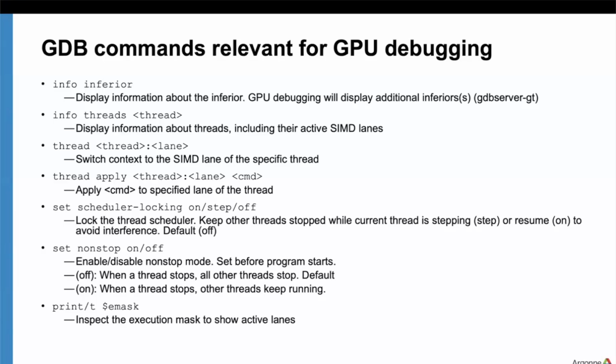And you can also set non-stop on and off. By default, it's off, which means when one thread stops, the other threads stop too, right? But if for some reason you want to let the other threads keep running, you can set non-stop on. And with print $_tmask, you can inspect the execution mask to show the active lanes.